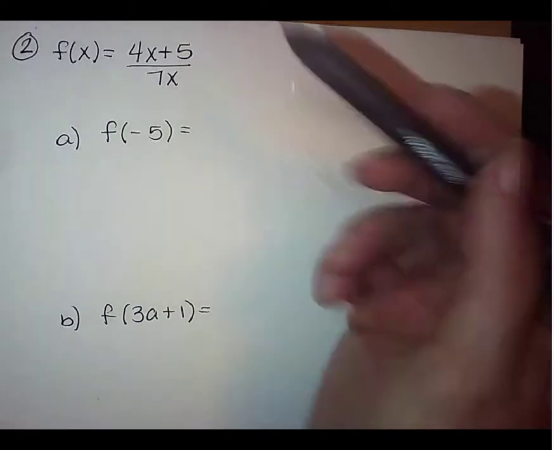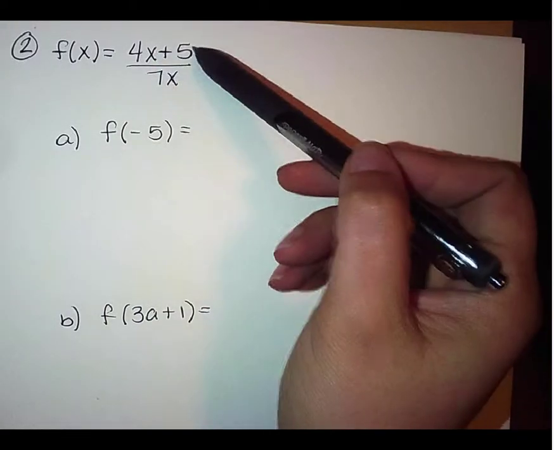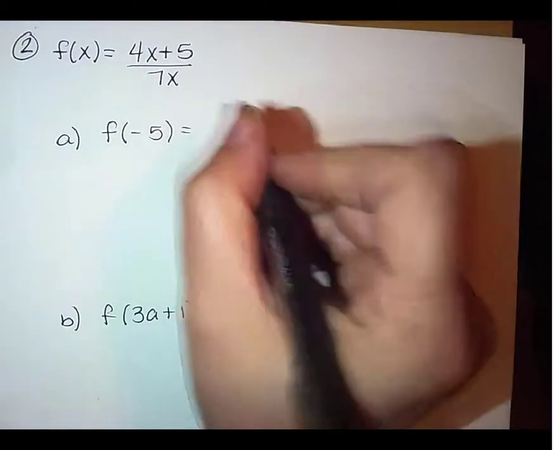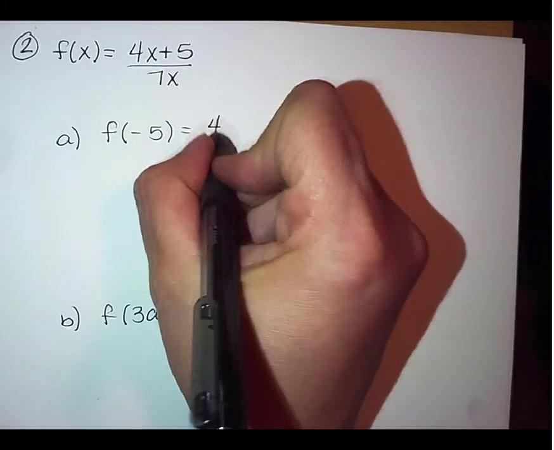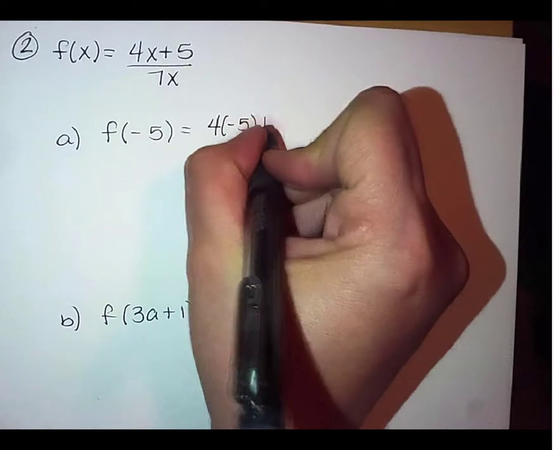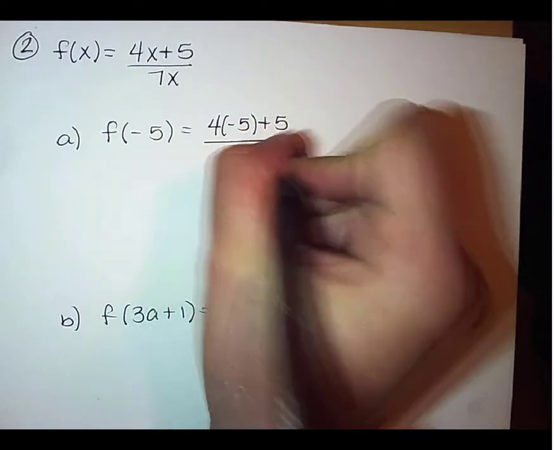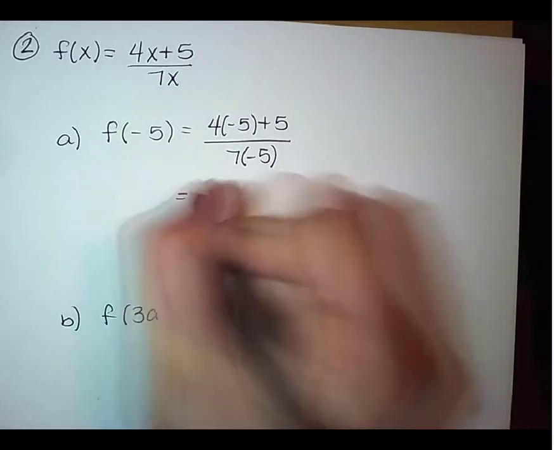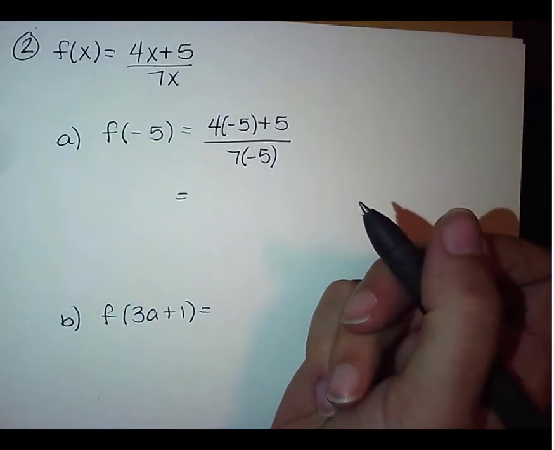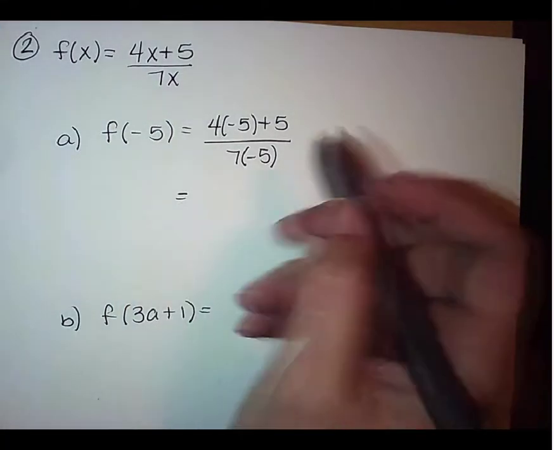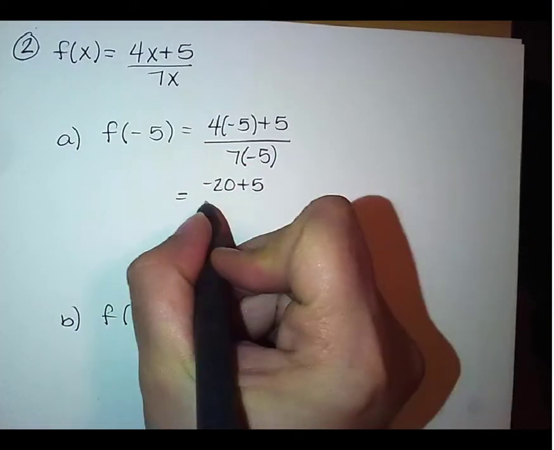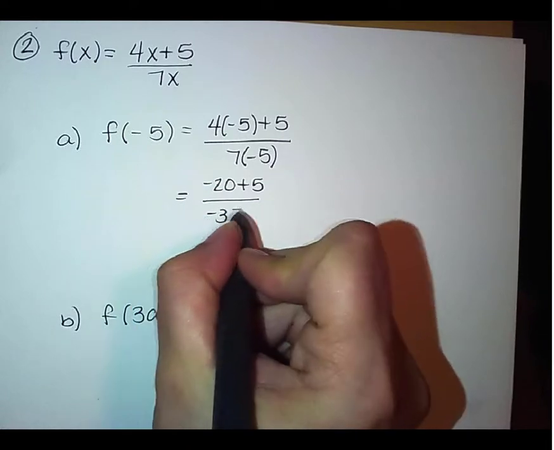Okay, so for our second problem in the your turns, we have f of x is equal to 4x plus 5 over 7x. Again, starting just with a number, kind of getting ourselves used to it. So we've got 4 times negative 5 plus 5 over 7 times negative 5. Again, needing to make sure that we simplify both the top and the bottom before we try to reduce or divide. So this is going to be negative 20 plus 5 over negative 35.